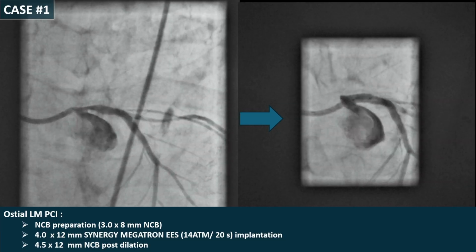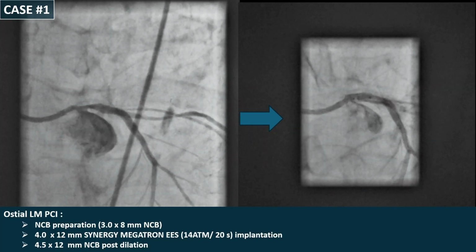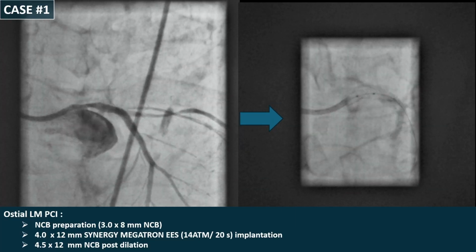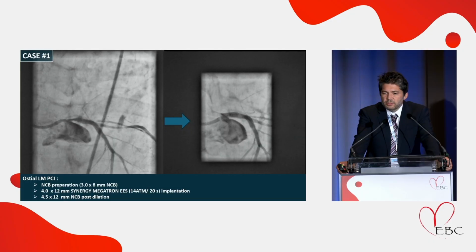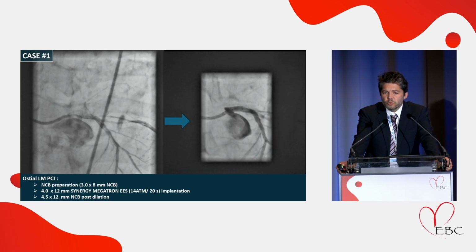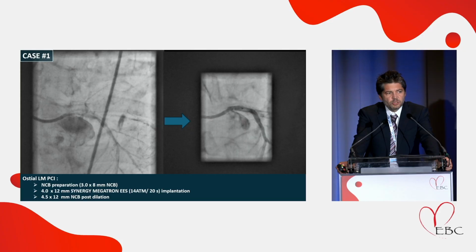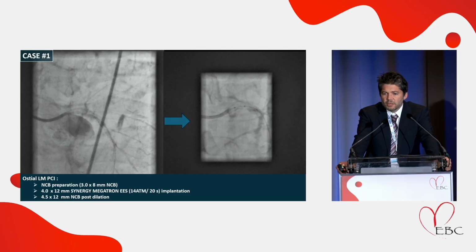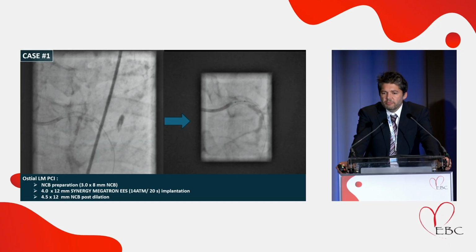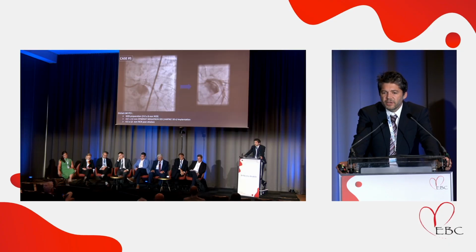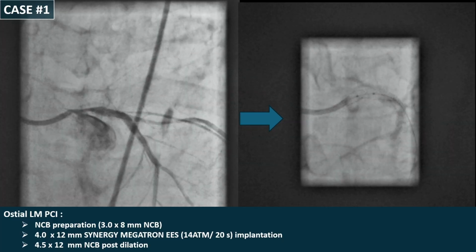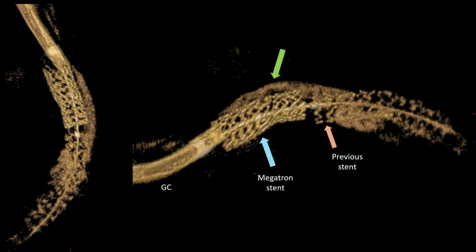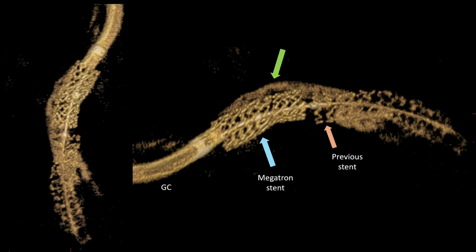in ECPS. The first one is an ostial left main PCI in a patient with a previous left main stent on the distal part of its vessel. It was a quite straightforward procedure with some preparation with non-compliant balloon predilation, implantation of a 4.0 Megatron Synergy stent, and final POT on the very proximal part of the vessel with a 4.5 non-compliant balloon, with a quite good final angio result. And this is a kind of image that you can observe in vivo.